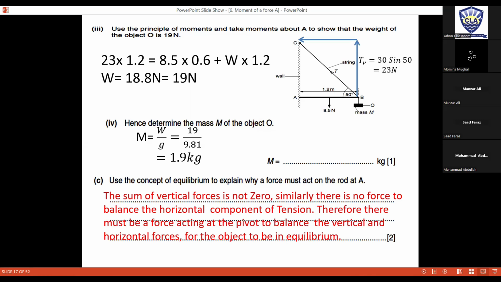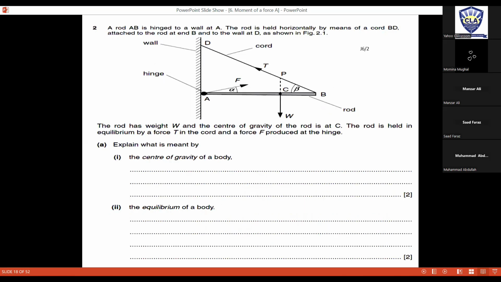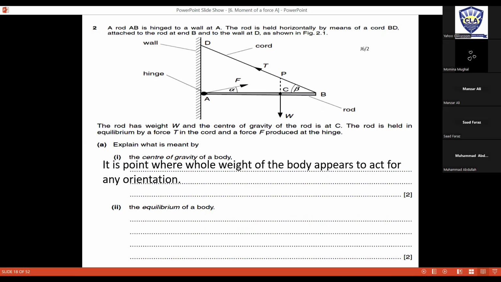Okay, let's see another question. A similar question. In this case, the center of gravity is not at the center, it is at a distance AC from the pivot. We have force F acting at the pivot, we have tension, and we have weight. What is center of gravity? It's a point where the whole weight of the object appears to act for any orientation.